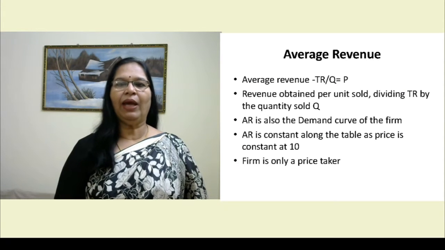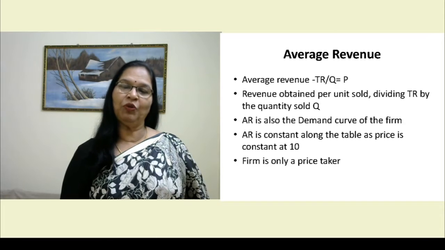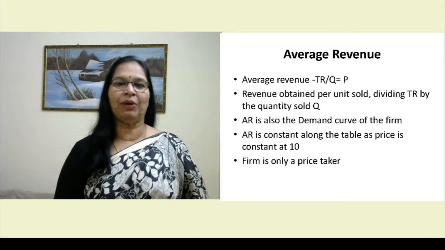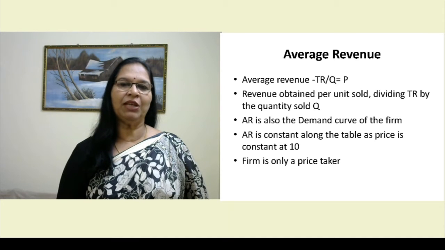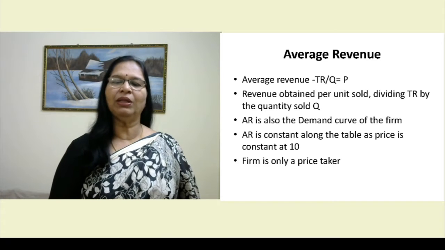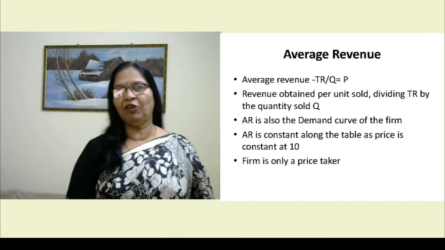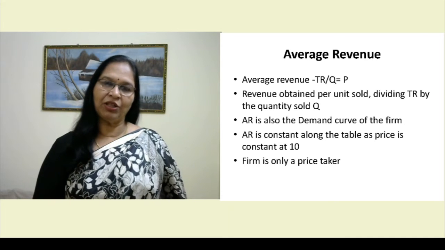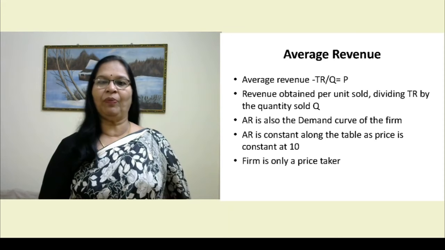Average revenue. Average revenue is total revenue divided by the number of units sold, which is also the price of the product. So what is the revenue obtained by the sale of per unit? That is total revenue by the quantity sold. And AR is also the demand curve, because AR is the price of the good, and AR is also the demand curve of the firm.